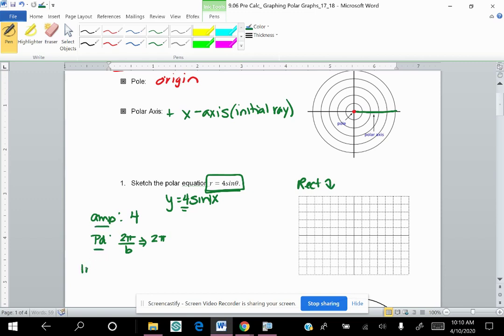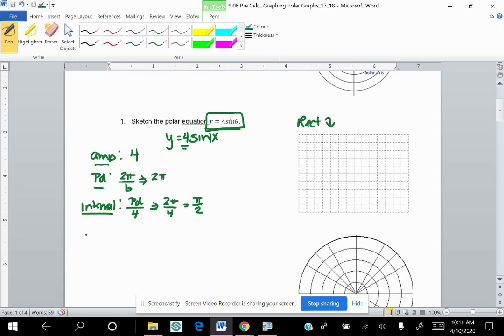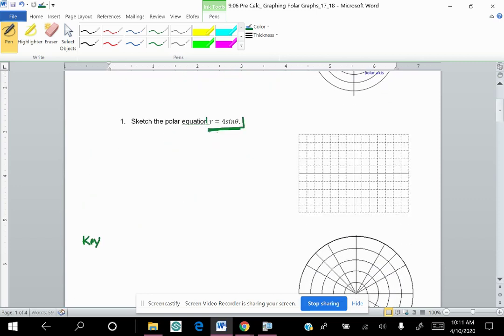Next, we talk about our interval, which is what we're going to go up by on our x's. So your interval is you're going to take your period and divide it by 4. Our period is 2 pi over 4, which reduces to pi over 2. And then lastly, we're going to write out our 5 key points.